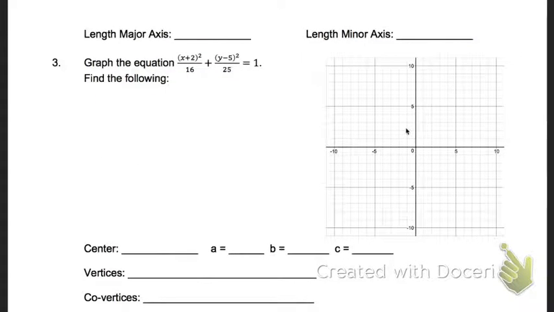Length of major axis, it kind of spilled into the next page. So what's the length of my major axis? I'm doubling. So 8, and minor axis was 6. Good. Okay, try number 3 on your own.